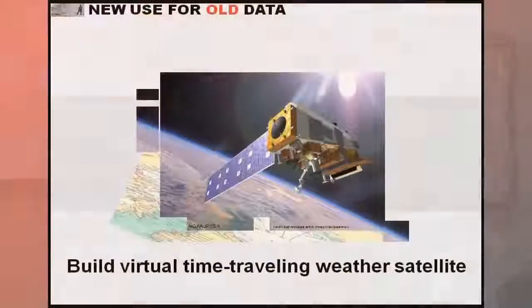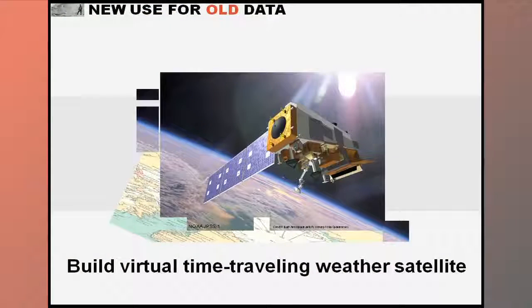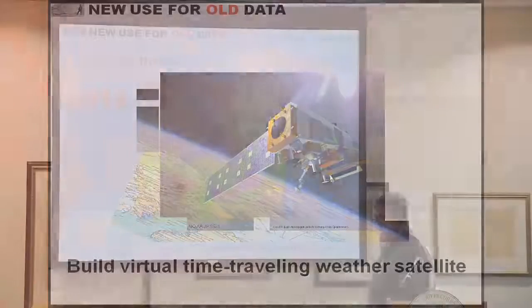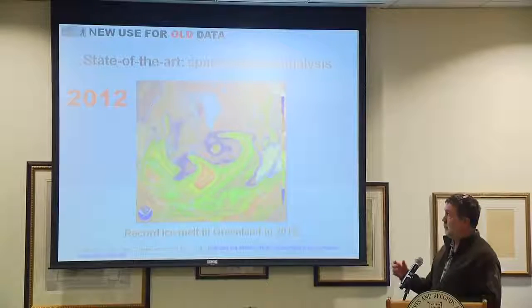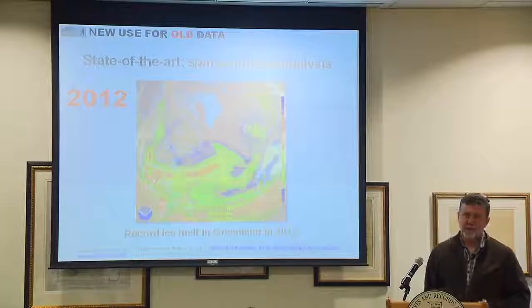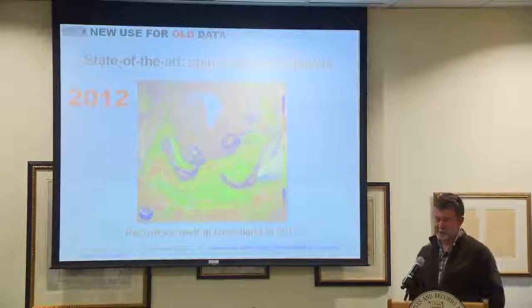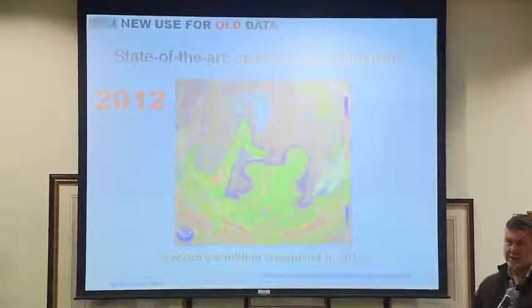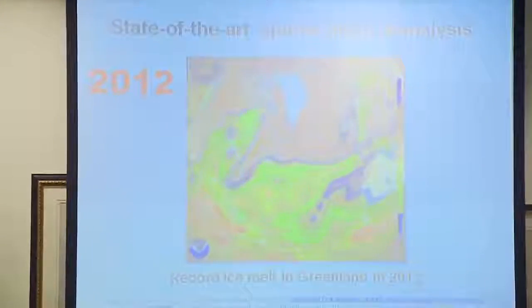So what we're really doing is we're building a virtual time-traveling weather satellite. Because by doing this, we can get the same kind of information a satellite gives us, but long ago, before airplanes were invented. And just in case you think I'm joking, that's called sparse input reanalysis. This is the state of the art in climatology right now for using surface observations.